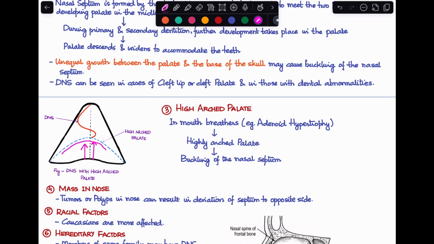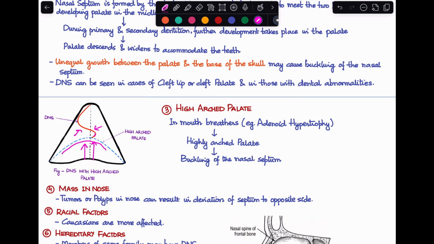As a result of this high arched palate, you end up having a DNS like this because of the buckling of the nasal septum. Now, if you want to know a little more about the different features that you see in adenoid facies, I have a separate video on that. You can check it out over there. So there goes our third cause, which is high arched palate.